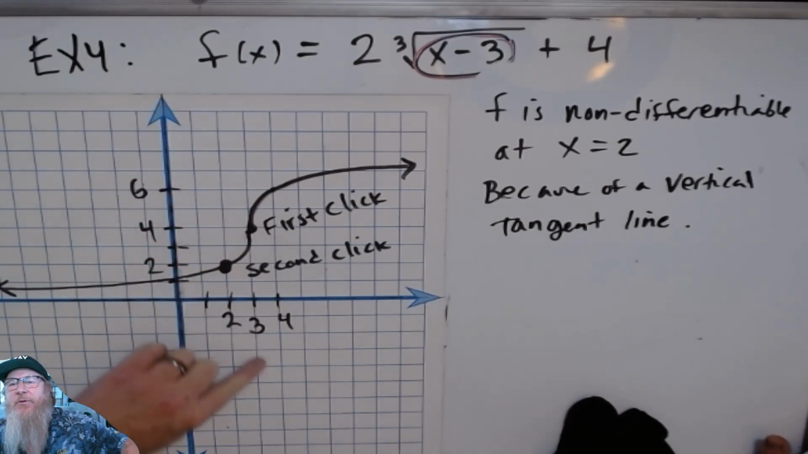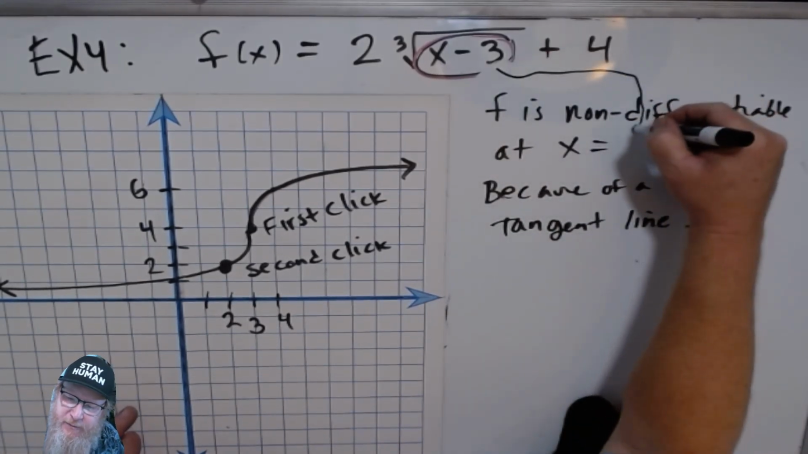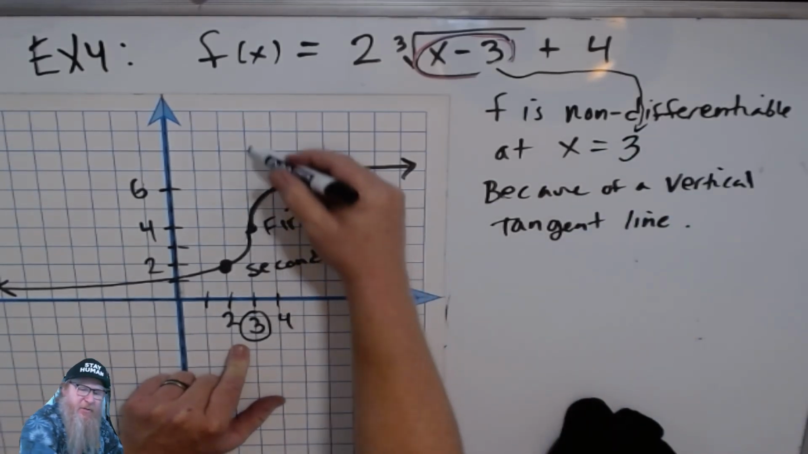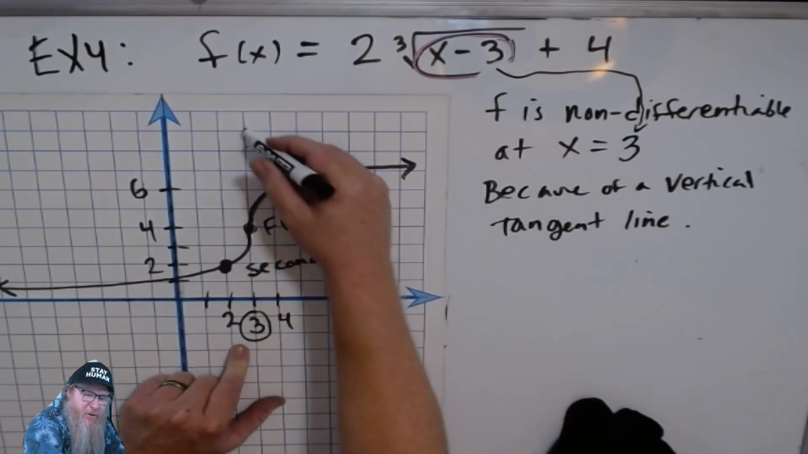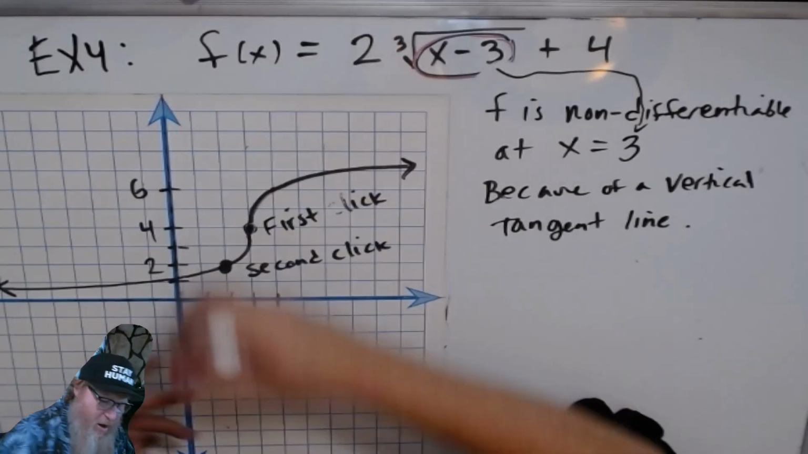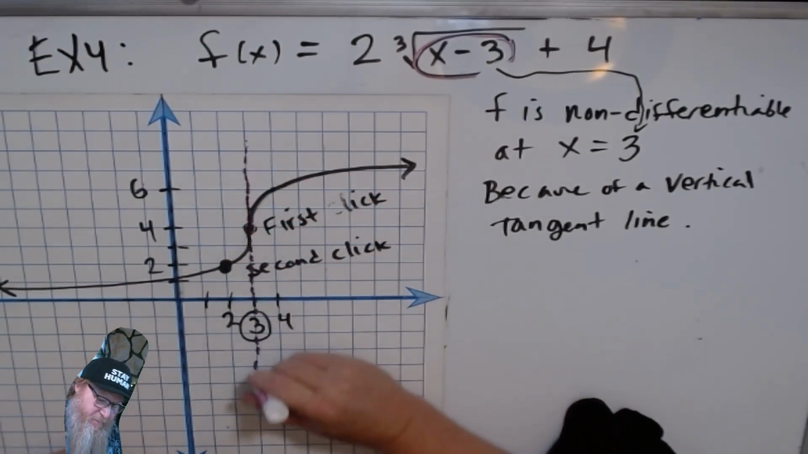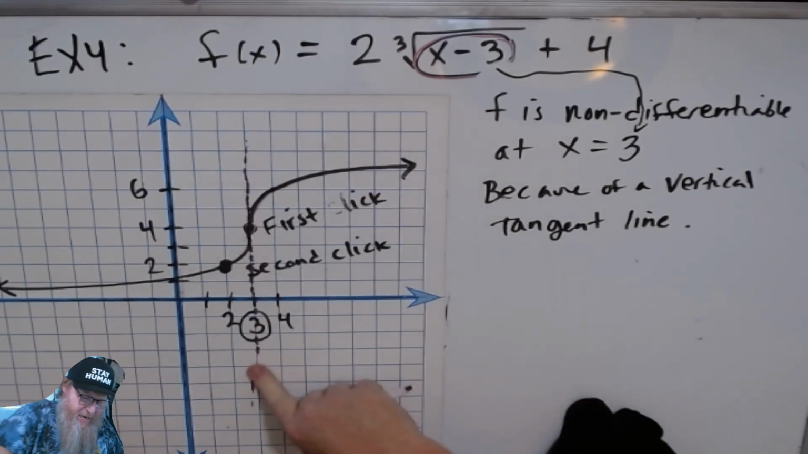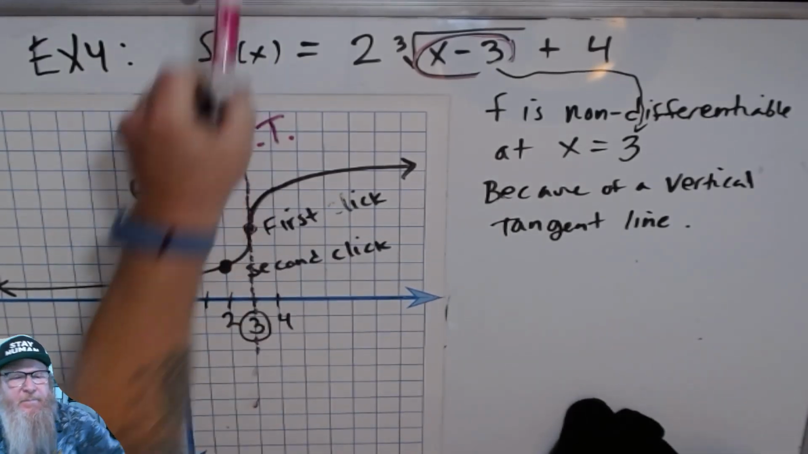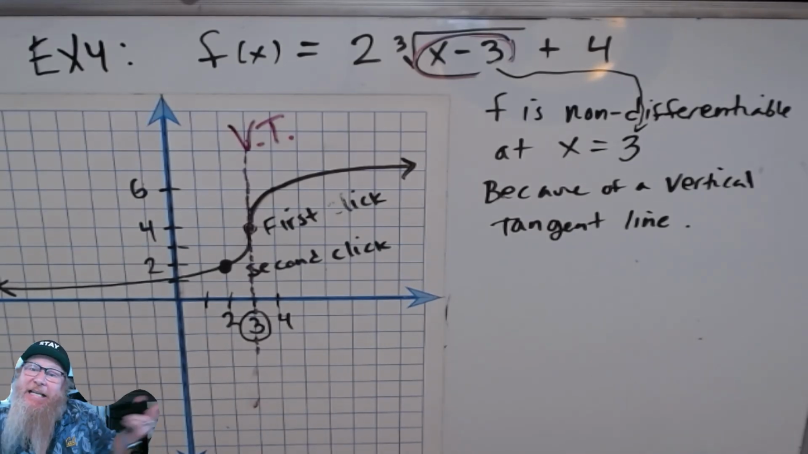It goes straight through x equals, oh, no, not 2. Sorry, I was looking at the wrong number. Hey, I'm glad I said that. It's 3. So the vertical tangent line goes right through x equals 3. You can imagine it right here. I'll draw it just for your notes. Right, so there's a vertical tangent line. We call that a VT, vertical tangent, which means it's not differentiable. It is continuous, however.